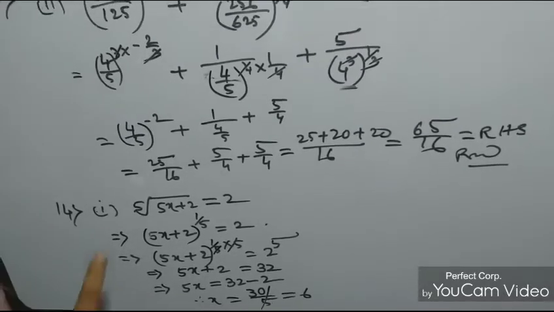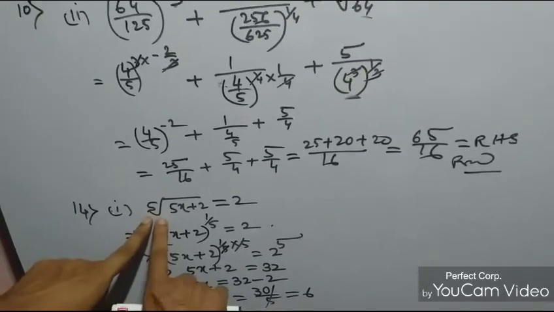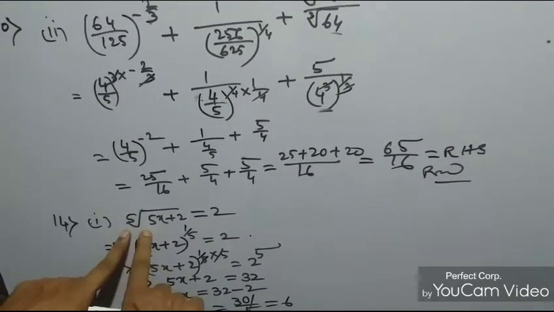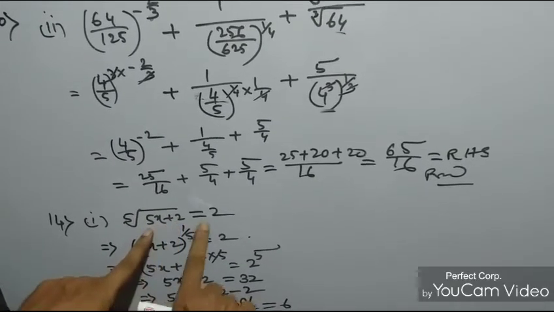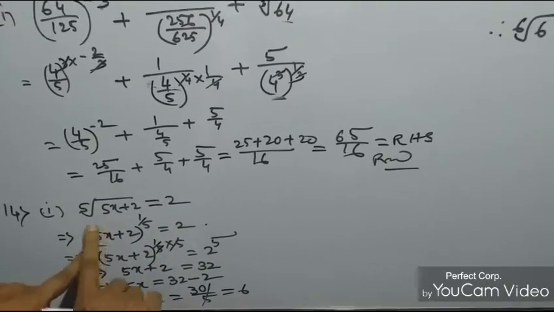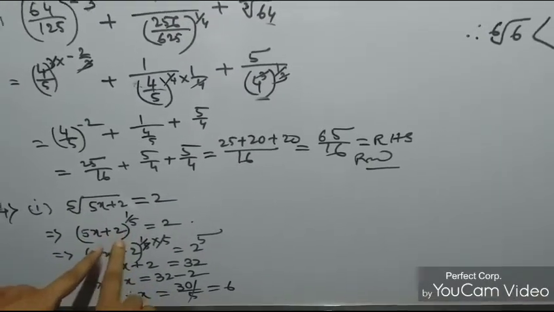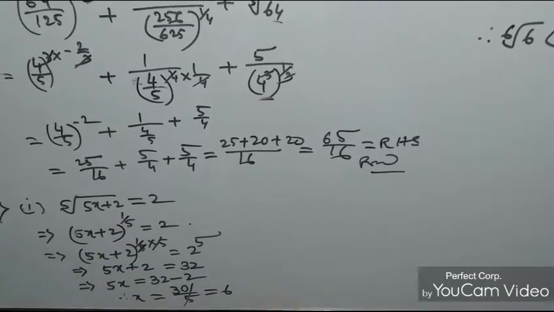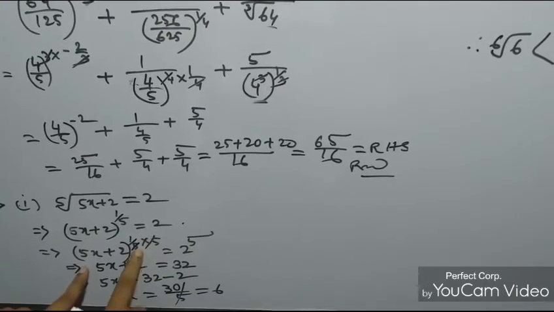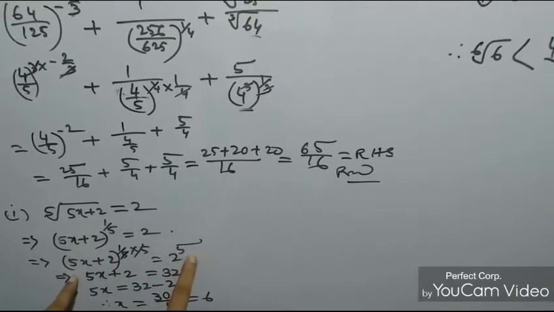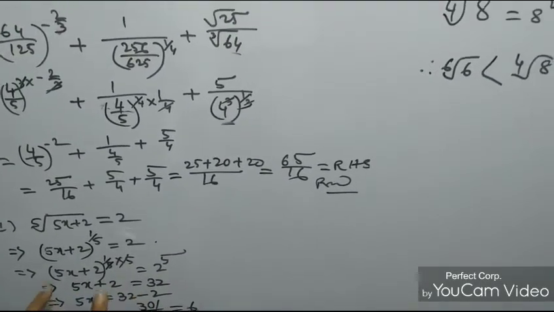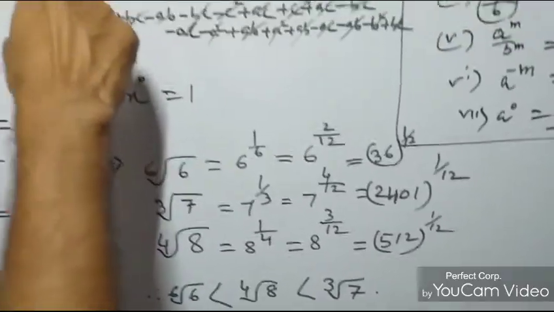Next one is 14(1). This is (5x plus 2) to the power 1 by 5, the fifth root of 5x plus 2, equal to 2. We need to find out the value of x. See here, we can just write it down, (5x plus 2) to the power 1 by 5 equal to 2. Now both sides, we are just raising to the power 5. Then the power 5 and the 1 by 5 are going to be cut off, and 2 to the power 5 is there on the right hand side. 2 to the power 5 is 32. So 5x plus 2 equal to 32.